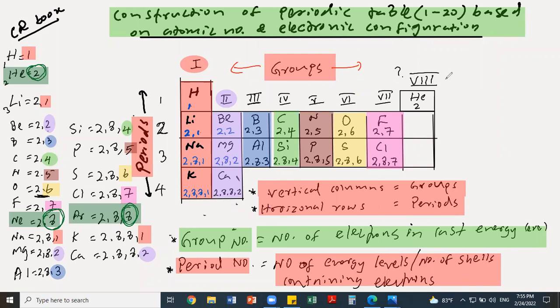So therefore this group 8, if you want, you can put an arrow and label the special name given to this group 8, guys. Noble gases. They are all gases, but there are many other gases in the periodic table. They are called noble gases, and they are also sometimes called monoatomic gases.